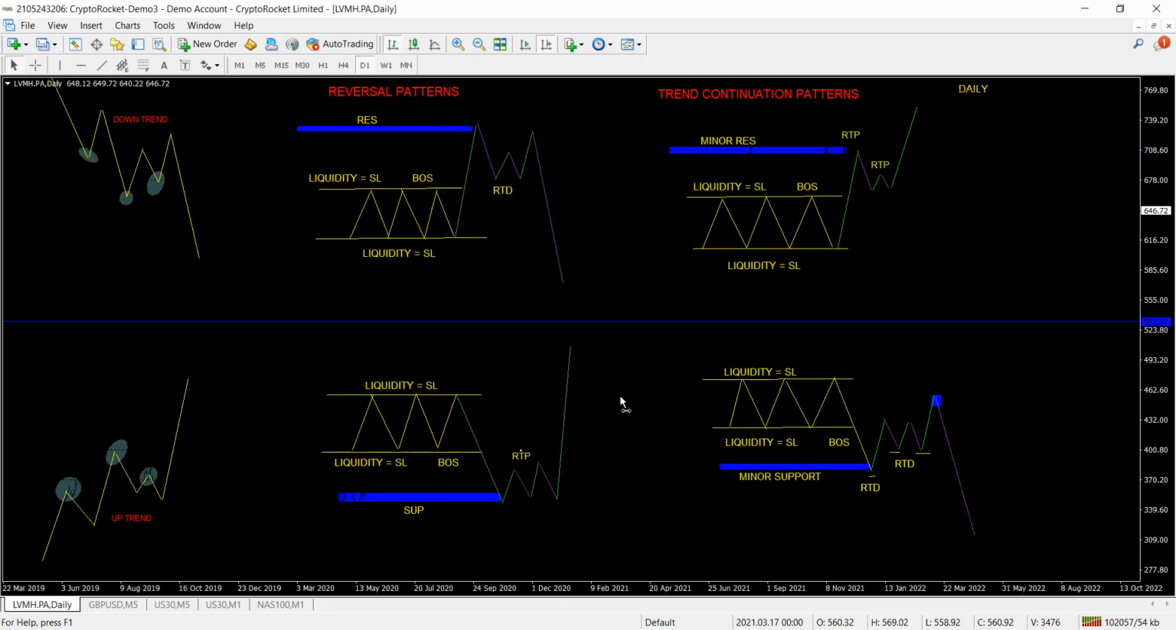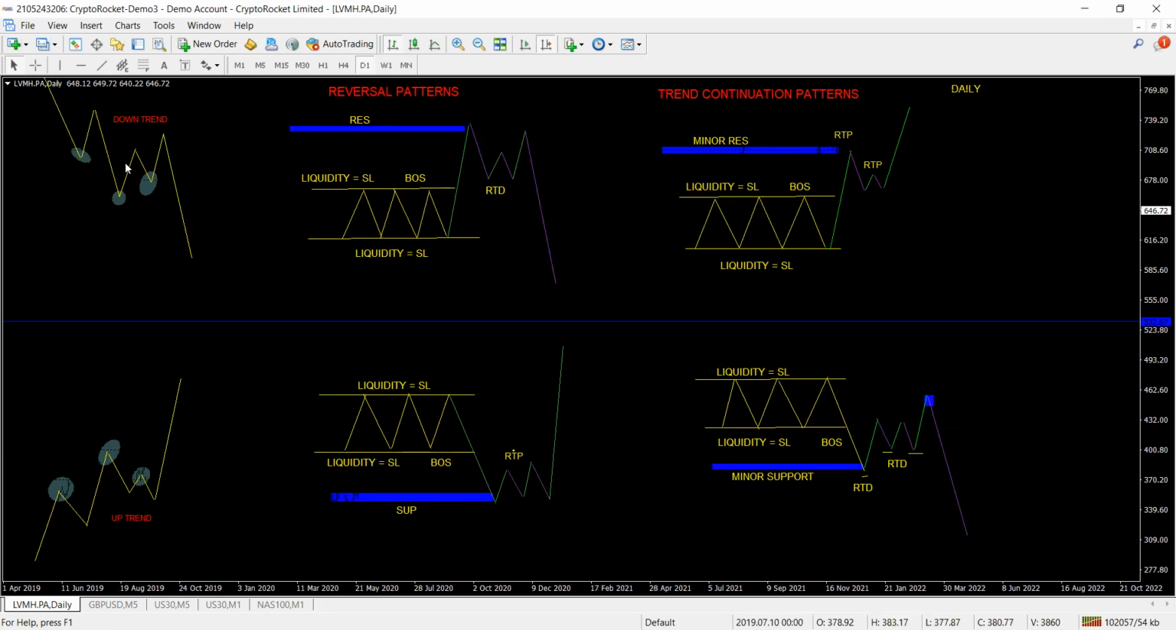All right. Now, if you look to the left, I have this small little diagram of price in a downtrend, making lower lows, lower highs, lower lows, lower highs, lower lows.